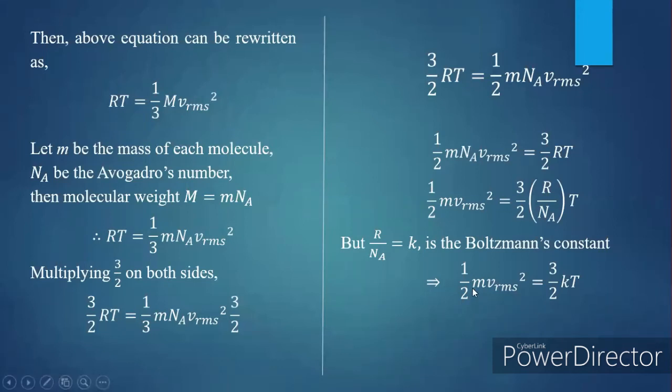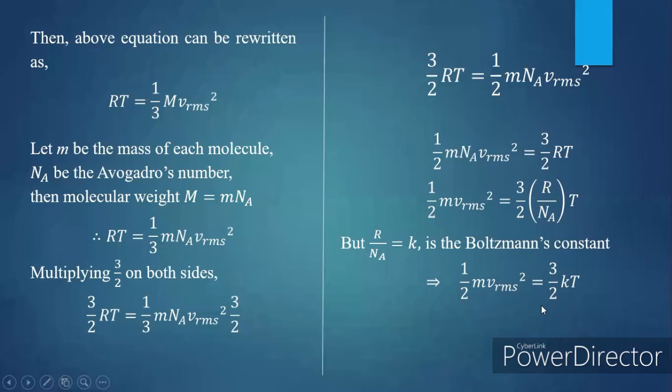So what you have to prove? We have to prove kinetic energy associated with each degree of freedom is half kT. Now what we have obtained is 3 by 2 kT. Just look at the left hand side: it is half m u square form. It is kinetic energy form here, but here 3 by 2 kT is obtained on the right hand side. On the left hand side we have half m u RMS square. This is of the form of kinetic energy. 3 by 2 kT we have obtained.